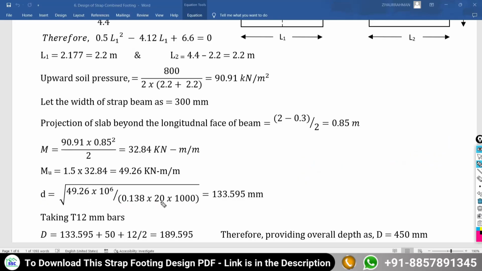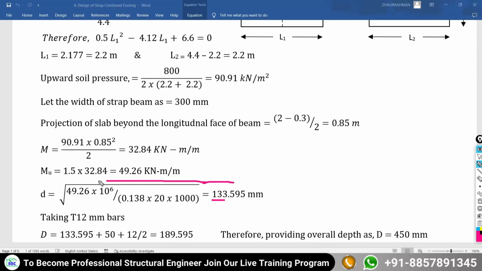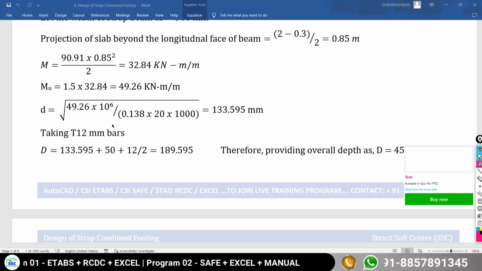So ultimately we are getting the effective depth requirement for the foundation slab as 133.595 mm. So it is the depth required for the flexure. Thereafter we have to calculate the overall depth, taking the 12 mm diameter of bar and considering the 50 mm clear cover.